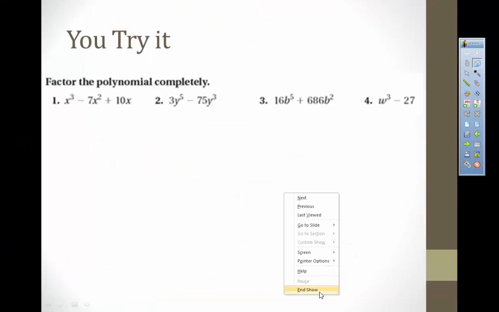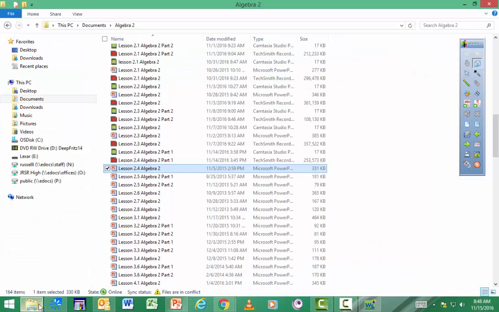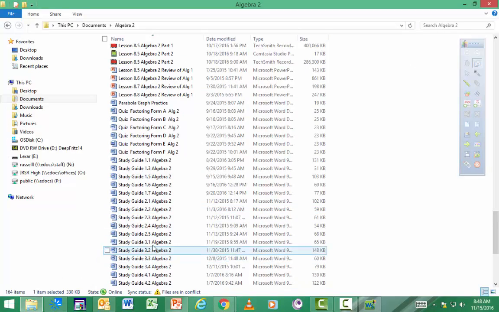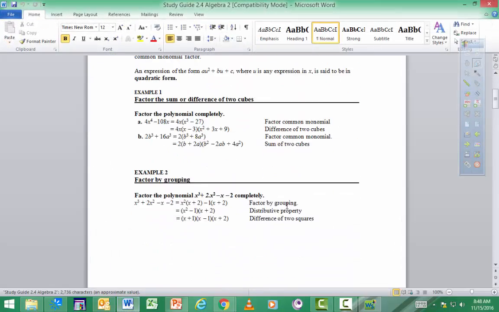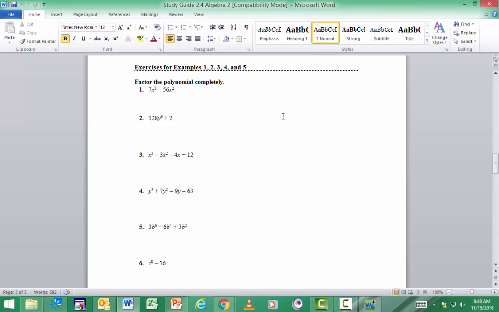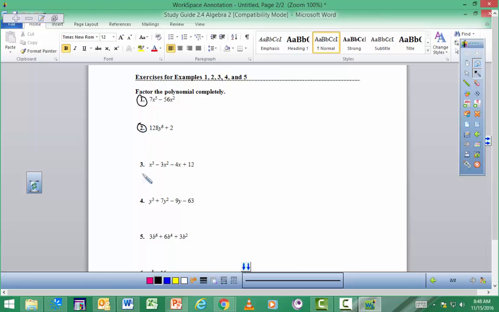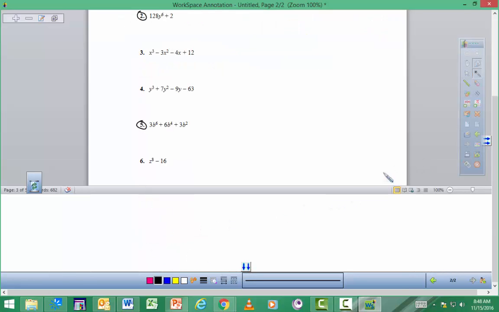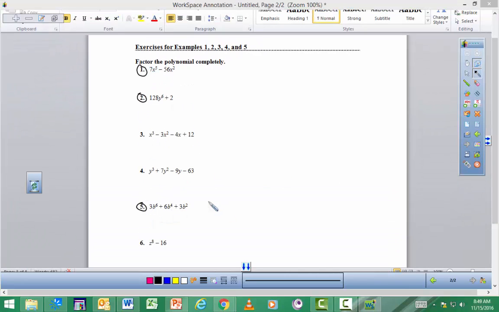And I want to show you which ones I expect you to be able to do now. So let me pull this up in our study guide, 2.4, and if you haven't done so already, you should be able to do 1, 2. We're going to skip 3 and 4 for right now. You should be able to do number 5. So let's do 1, 2, and 5. Okay? So I want to give you about 3 minutes to do those 3. 1, 2, and 5 you should be able to do right now.